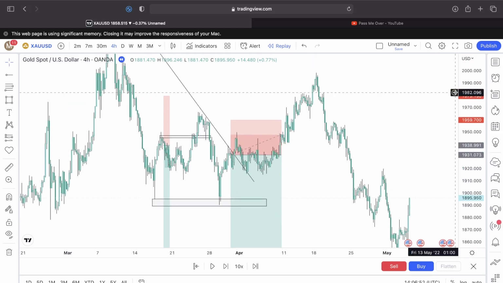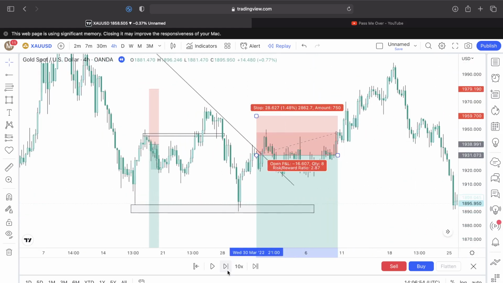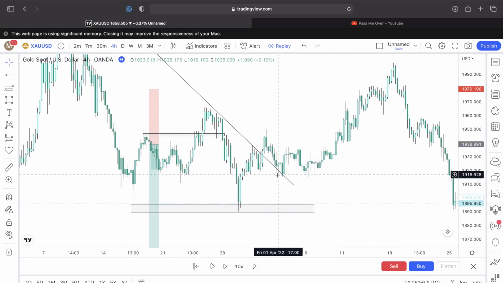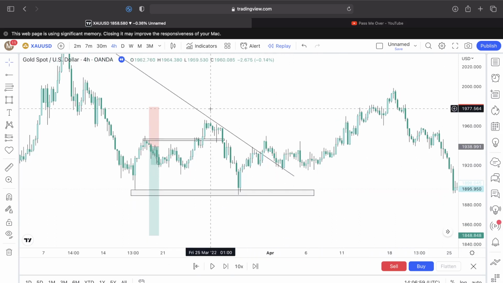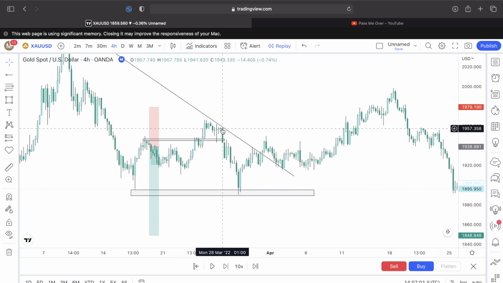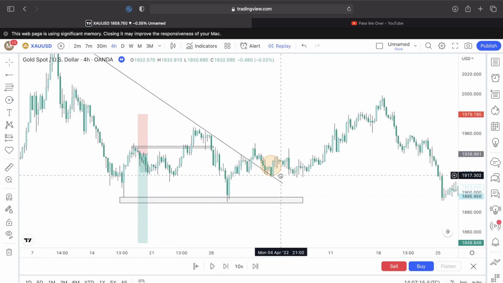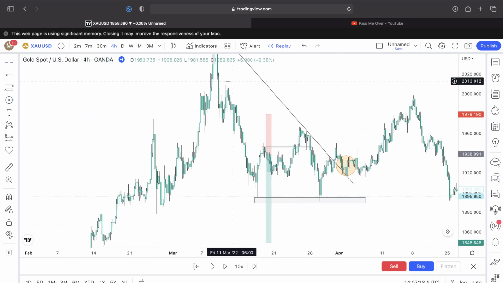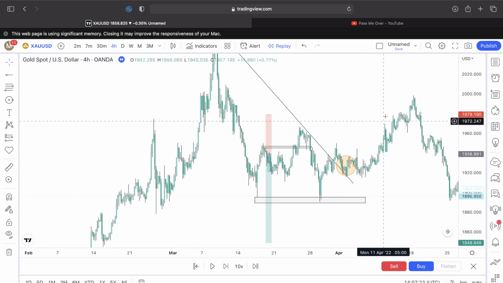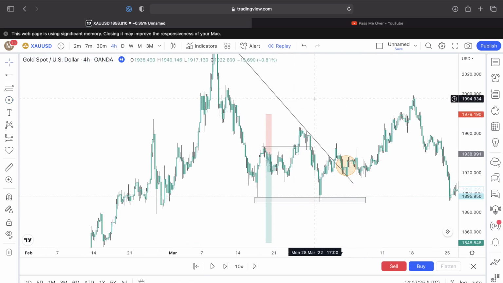Okay, it retested this area. So now we can see that all of a sudden the rejection of the trend line broke through and it became a support. So this candlestick was an indication for us to enter and go for a long, and then to hit this target here, as we can see there.